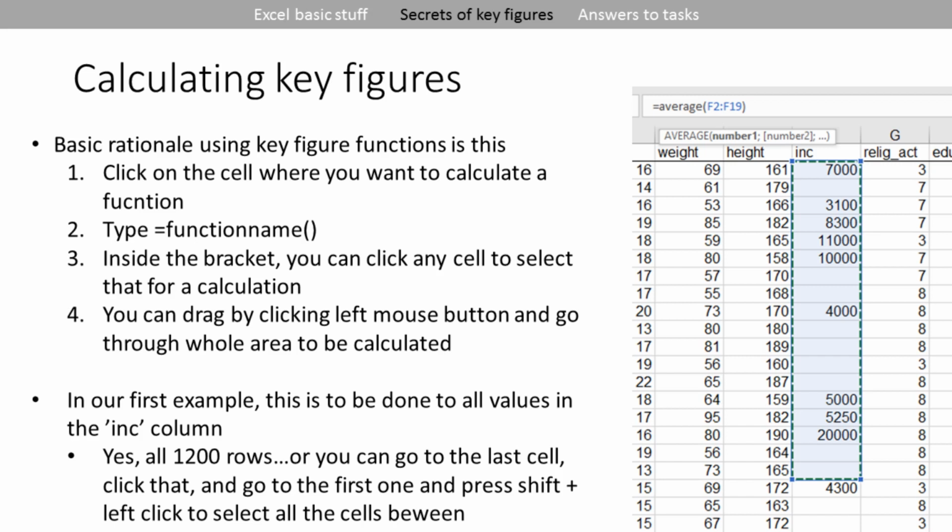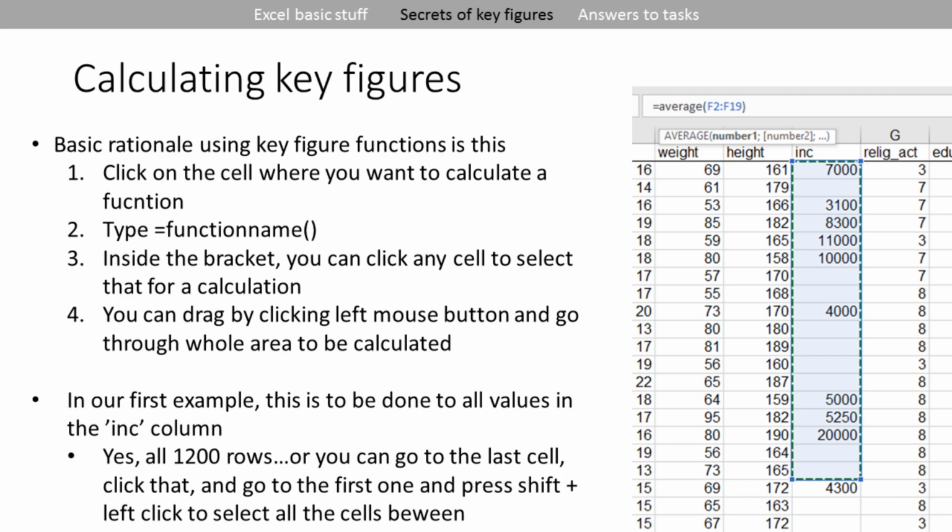The brackets will separate the area where you put your area information, what area is being calculated on by the function. And you can just put your area by drawing the mouse over the cells which you want to select. Just press the left mouse button and drag it over the area, and the cells are updated inside the brackets automatically. In our example, this is done to all values on the income columns.